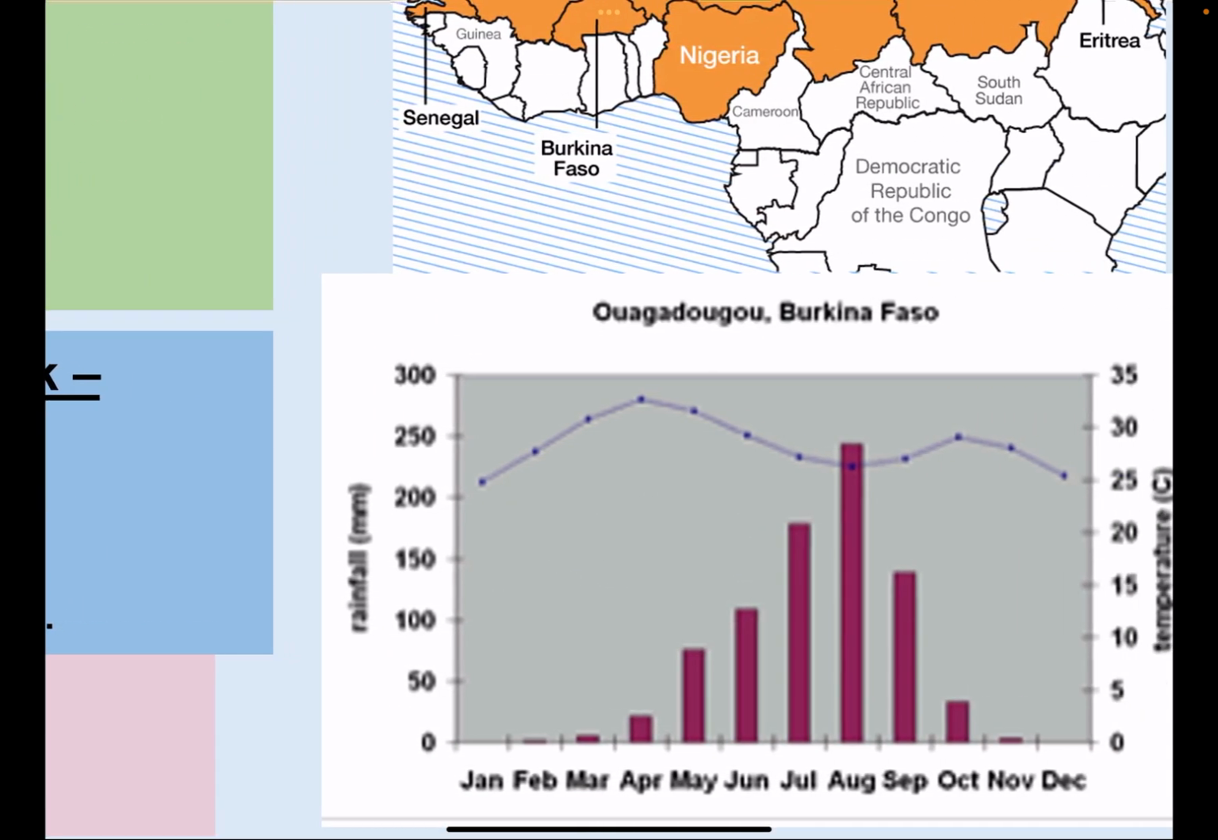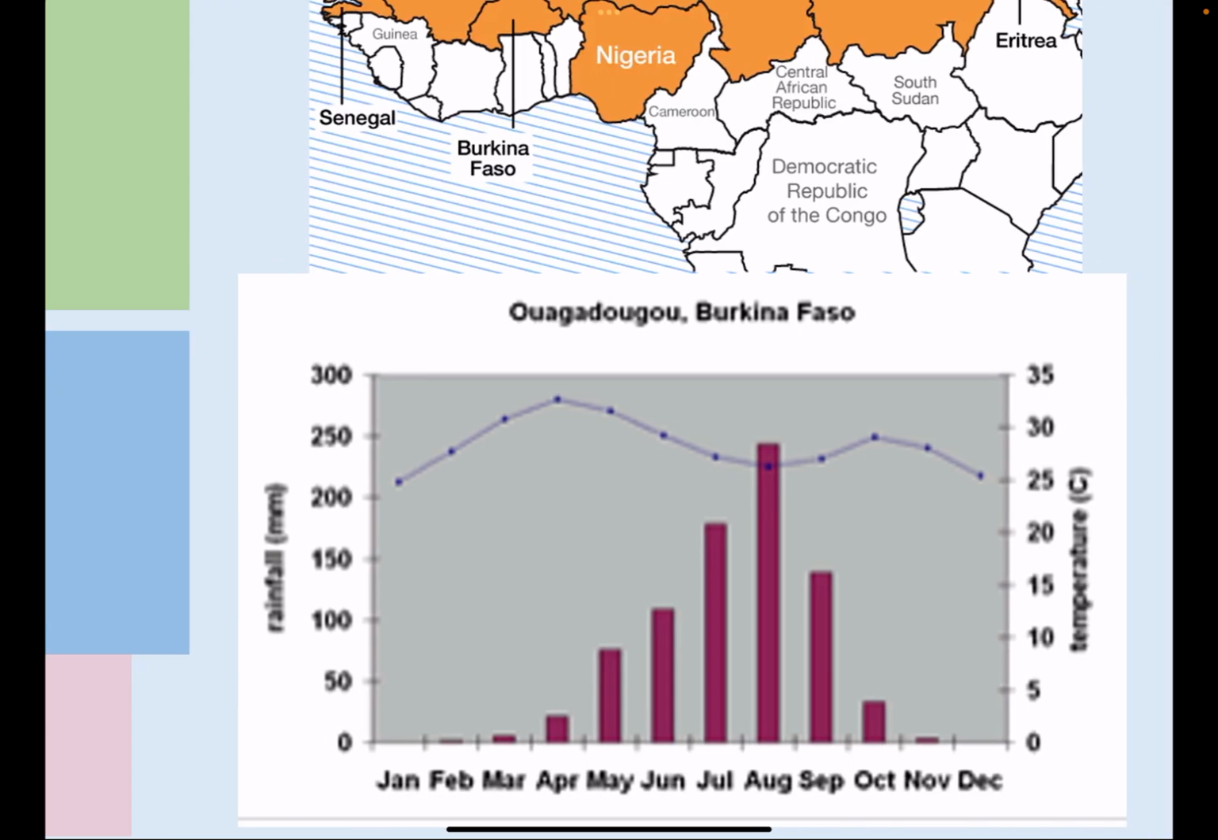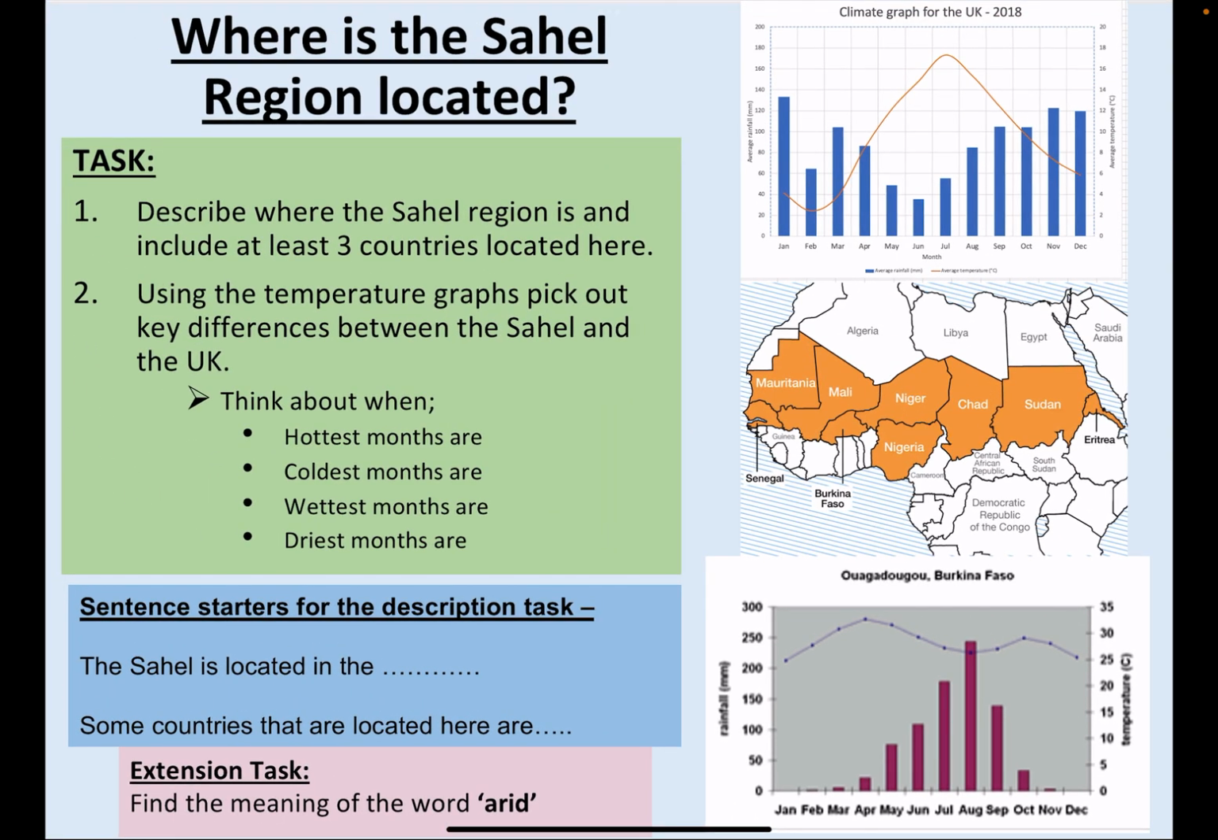And here you've got a country in the Sahel region. Same thing applies, you just have different colours now. You've got the pink bar graphs that indicate rainfall, again, left axis. The blue line graph indicates temperature, and again, it's the right axis, the axis on your right over here. So there aren't any sentence starters for task 2, so what I would just do is write down: hottest months in the UK include, hottest months in Burkina equals, coldest months in the UK include, and so on.